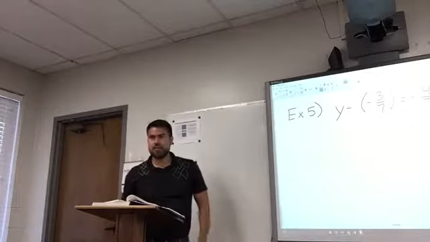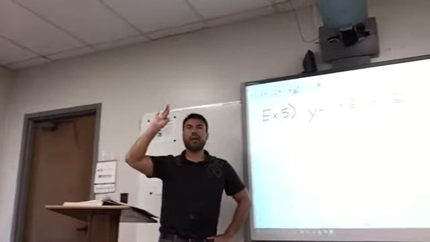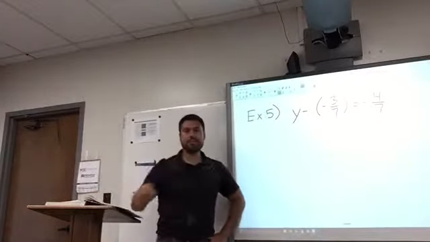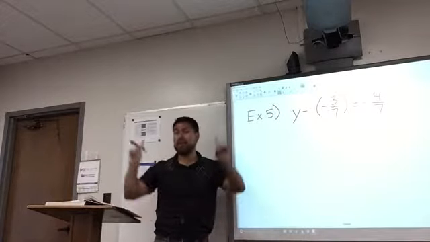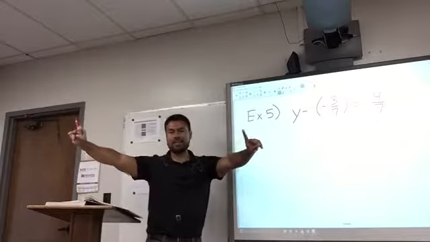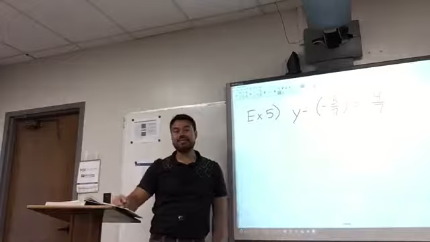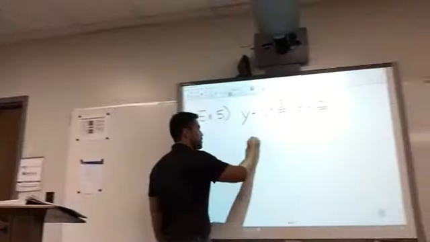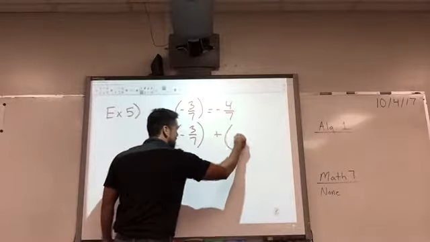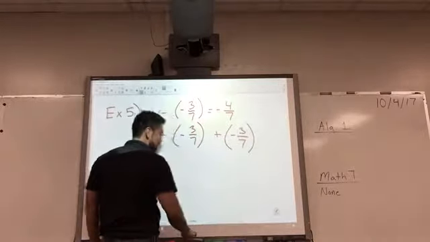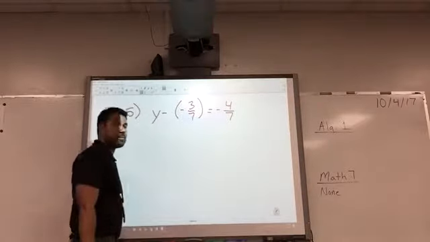Okay, great. I'm going to add negative 3/7 to both sides. Am I allowed to do that? I'm allowed to do it. But that gets confusing. It's possible, it's allowed, properties are good. But I'm not going to do that. That's confusing. You know what I am going to do?